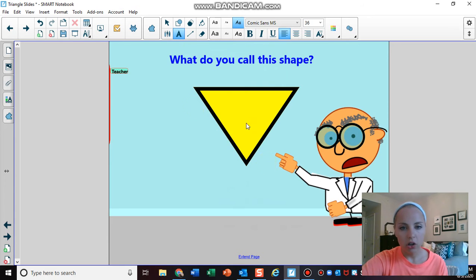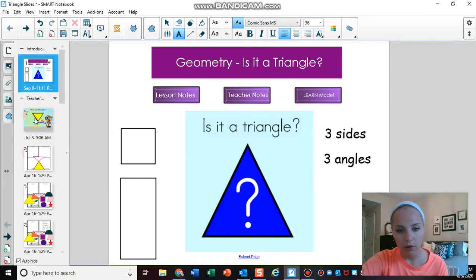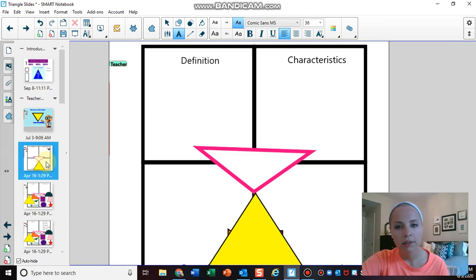Now this triangle, okay, is not an equilateral triangle, which means that not all the sides are the same. Just like this one actually is not an equilateral triangle, because these two sides are actually longer than this one. We're going to learn about the definition, the characteristics, and we're going to look at examples and non-examples of the shape.